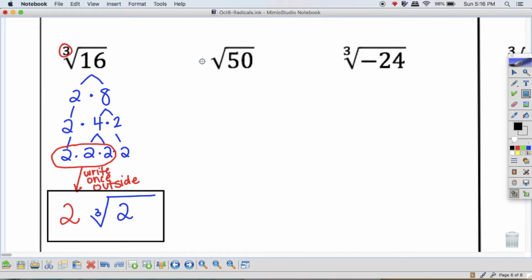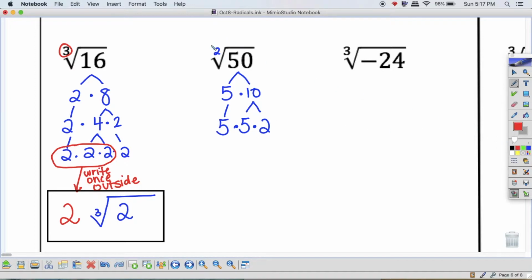Okay, let's try another one. 50, this is the square root of 50. So what is my index if there's not an index written? The index is 2. Okay, so I'm going to break down 50. I could do 5 times 10. You could have done 2 times 25. It does not matter. You should get down to the same prime factors. 10 can break down into 5 times 2.